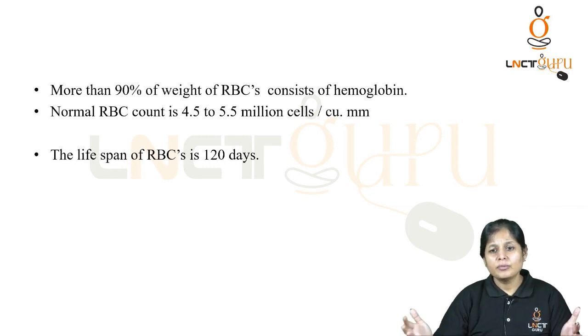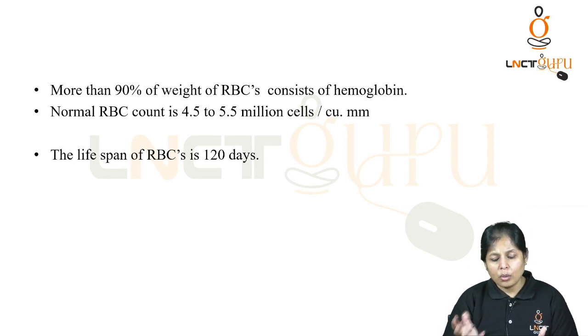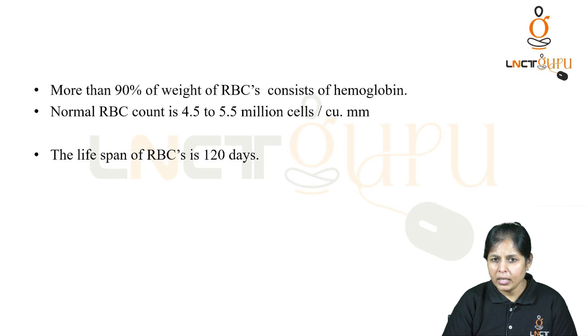But RBC, जो सबसे important component माना जाता है, more than 90% of RBC consists of hemoglobin. The normal count of RBC, अगर हम एक normal individual की बात करें, is somewhere between 4.5 to 5.5 million cells per cubic mm. And the lifespan of RBCs is 120 days.